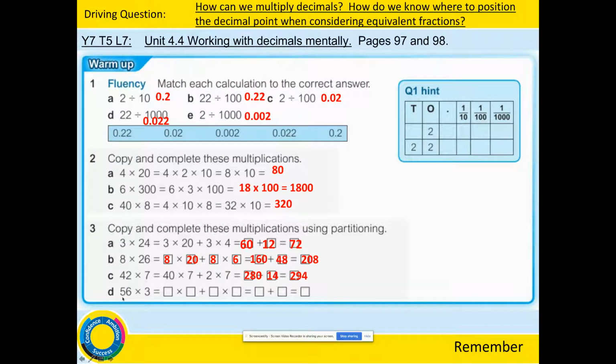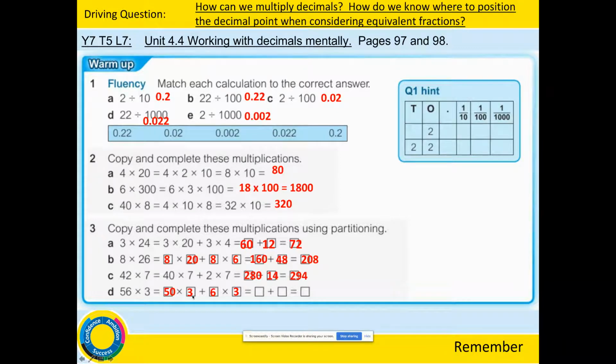So for the last one, we've got 56 times 3, so we're going to partition it to be the 50 times 3, add the 6 times 3. Okay, you can still see we've got the 56 multiplied by 3.